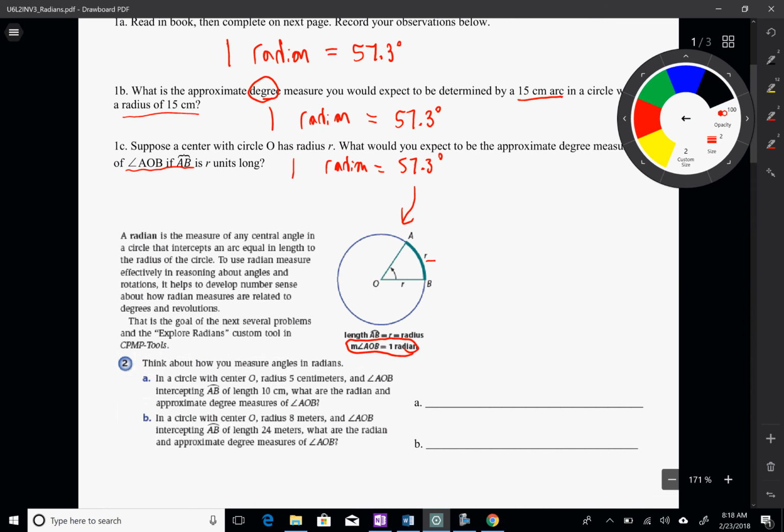Now, I want you guys to pause the video, try problem 2, and then when you're ready, restart the video to go over it.